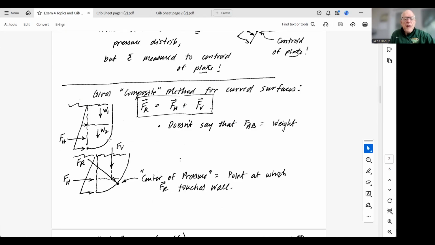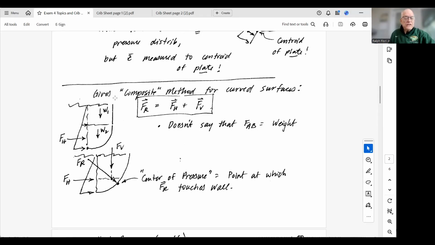The horizontal force is the resultant force that this fluid would be acting on a vertical section that's equal to the vertical cross section of this curve. The vertical force is equal to the weight of the fluid above the curved surface all the way to the free surface. If the free surface is here, then F vertical is just the weight enclosed here.